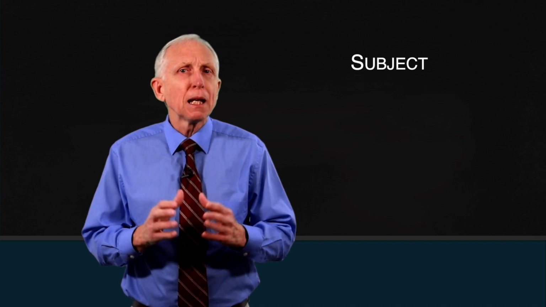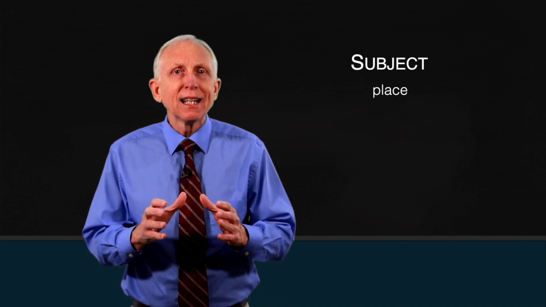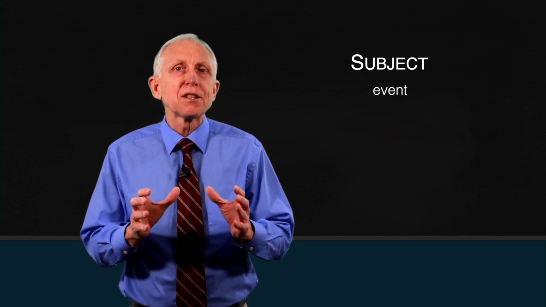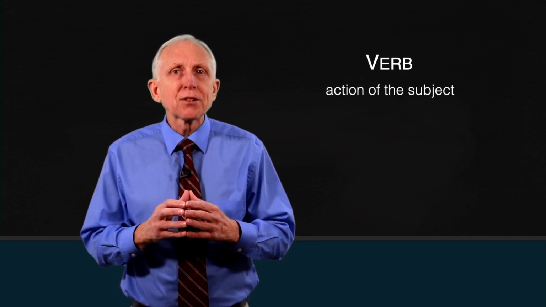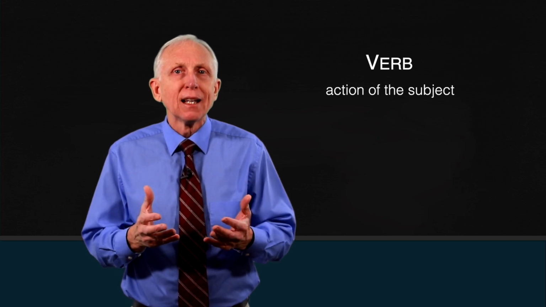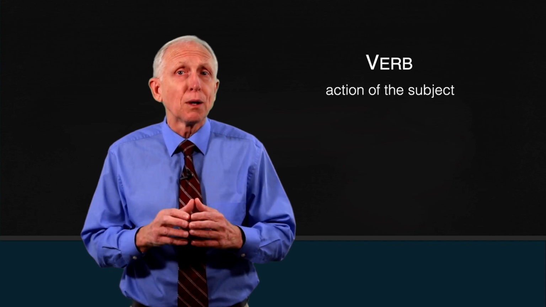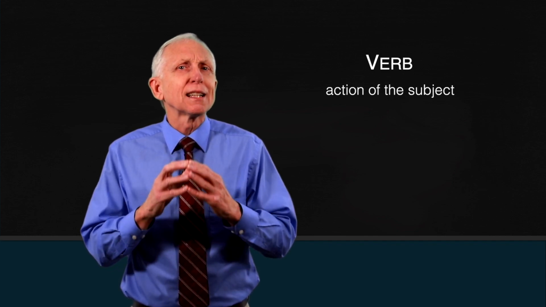Now, the subject can be a person, it can be a place, it can be a thing, it can even be an event. It is really what the sentence is about. The verb tells us what the subject is doing. Now, I said a simple sentence also has to be a complete idea, right? This is where it gets a little tricky.